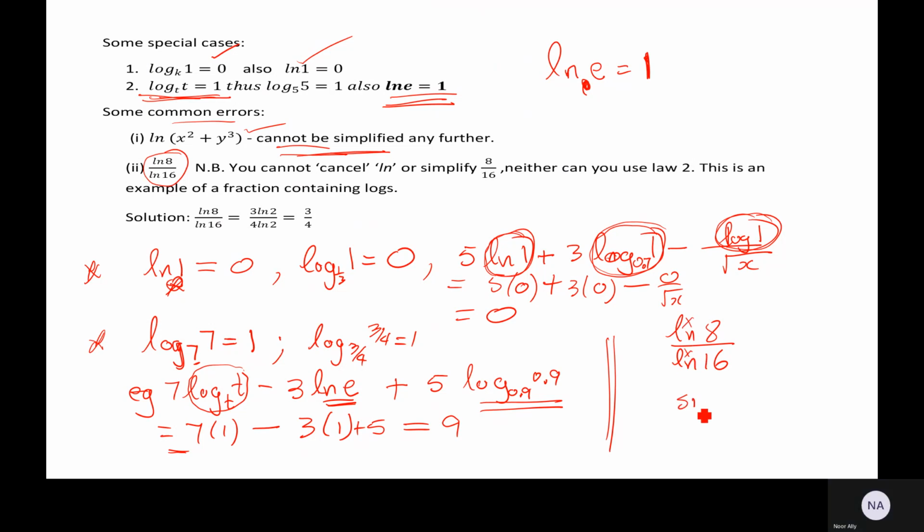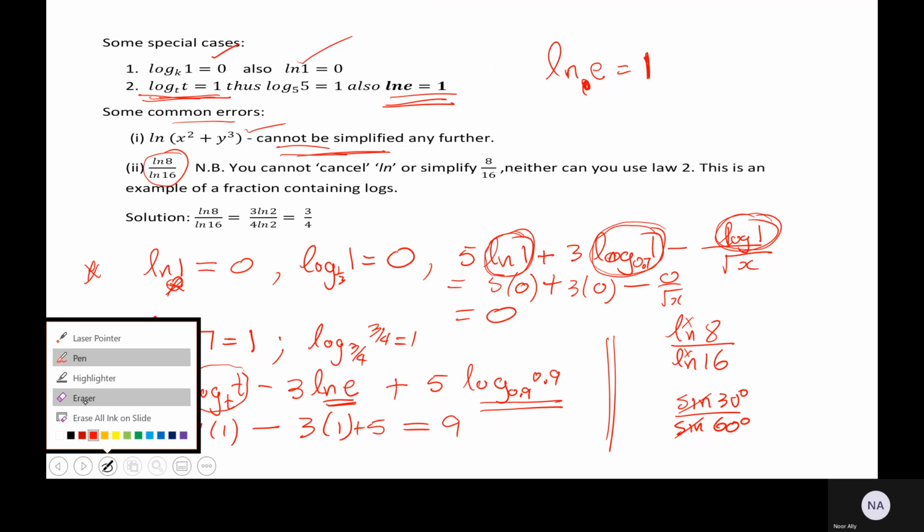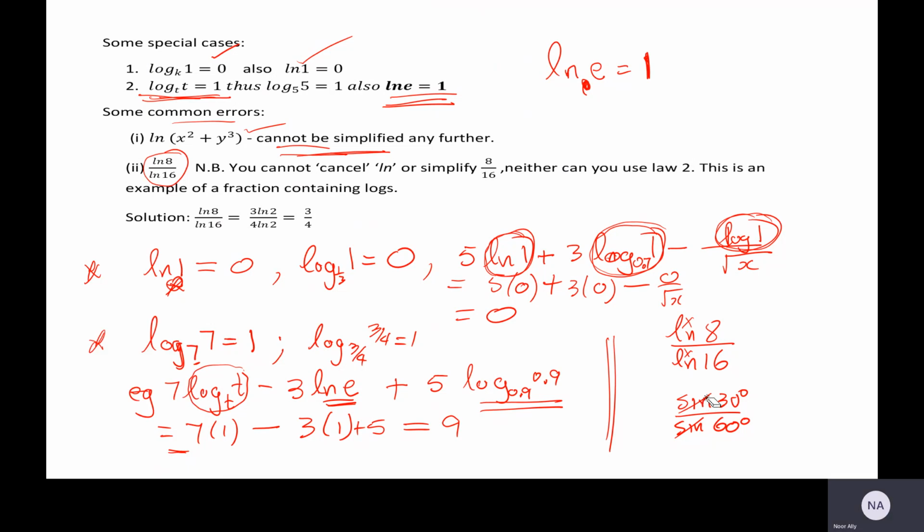Okay. What is the sine of 30 degrees divided by the sine of 60 degrees? Can you cancel out sin? That's exactly what you're committing. You're committing a sin if you do that. That means you have not understood what sine is and what ln is. So be careful. Don't you ever cancel.